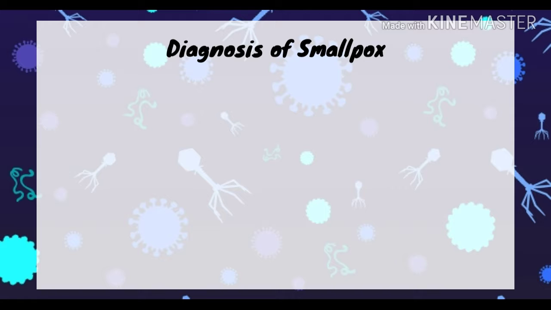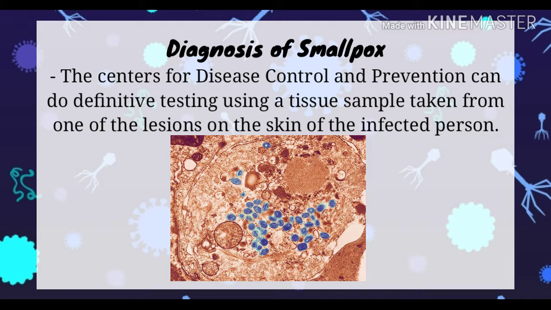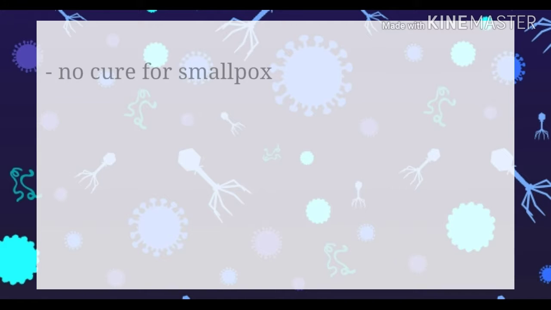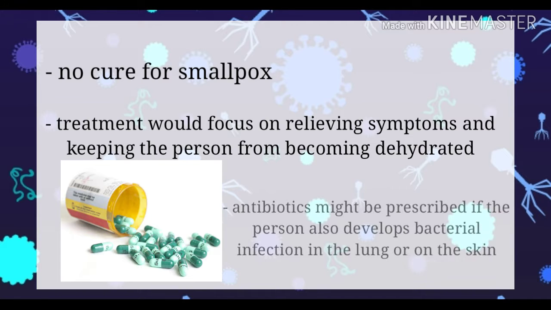The diagnosis of smallpox. The Centers for Disease Control and Prevention can do definitive testing using a tissue sample taken from one of the lesions on the skin of the infected person. Actually, no cure for smallpox exists. In the event of an infection, treatment would focus on relieving symptoms and keeping the person from becoming dehydrated. Antibiotics might be prescribed if the person also develops a bacterial infection in the lungs or on the skin.